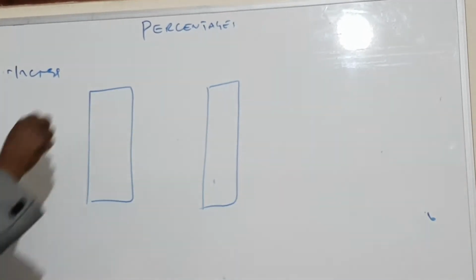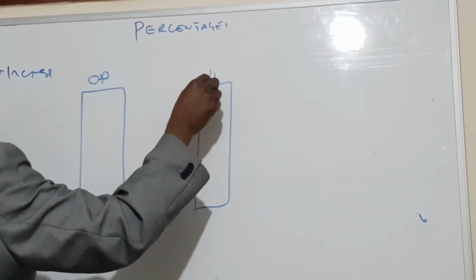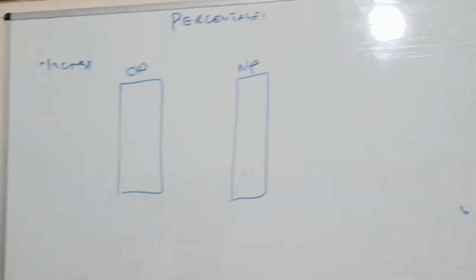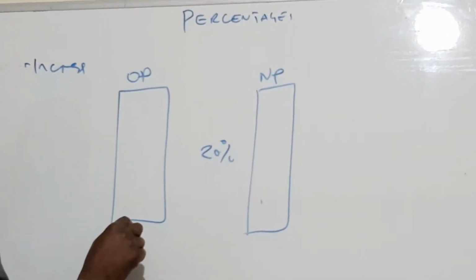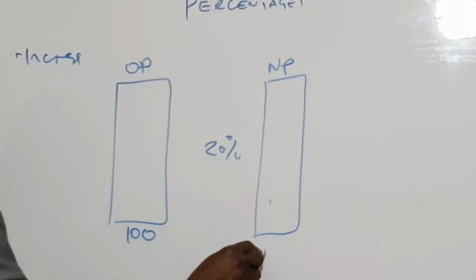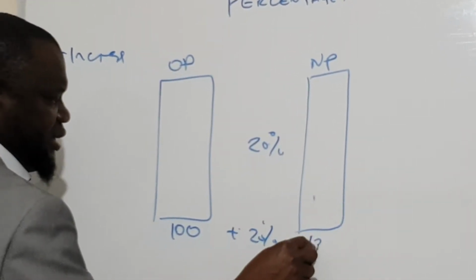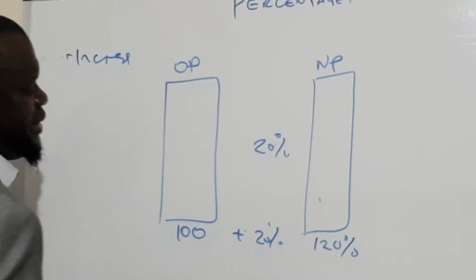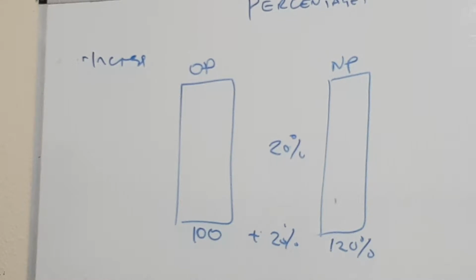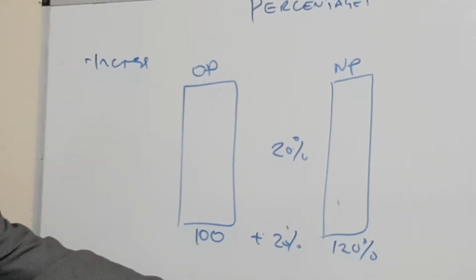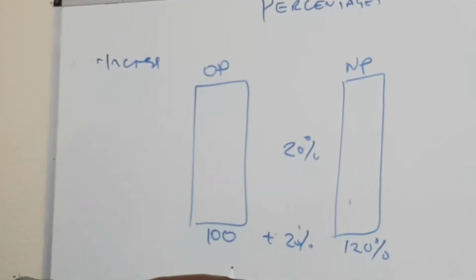Okay, this is old price, new price. If there's an increase of 20%, the old price is 100, the new price will be 100 plus 20% in it, 120%. Same thing. If it is a 10% increase, it's 110%. A 5% increase, 105%. That will be the new price, isn't it?